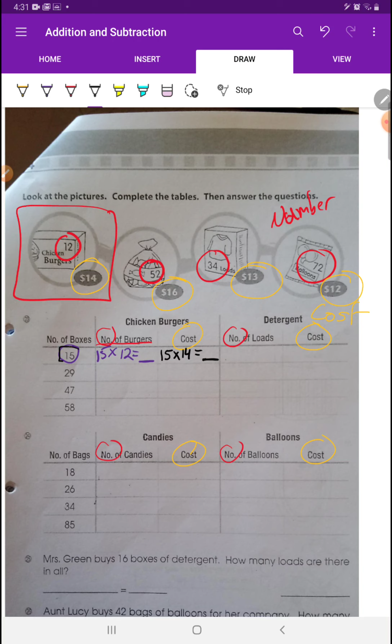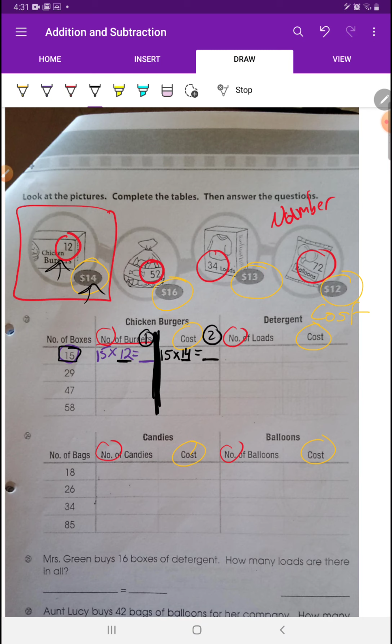You use this number right here, the 15, and then you use 12, which is the number of burgers for that part, and you use 14 here, which is the cost for that part. So this is not 15 times 12 equals, and then you write whatever your answer is here. That's not what it is. It's two separate questions. Question 1 is here, question 2 is there. Don't mess that up, okay?